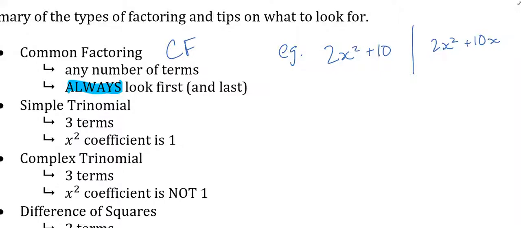Simple trinomial, we'll just call this ST. That's just for today. We don't really call it that throughout the course or anything like that. It has 3 terms. Well, it's a trinomial, so I hope it has 3 terms. That's what tri means, like tricycle, right? 3 wheels. A triangle is a shape of 3 angles. So tri is the prefix for 3. So a trinomial has 3 terms, and the coefficient of x squared is 1. So for example, x squared plus 7x plus 12.